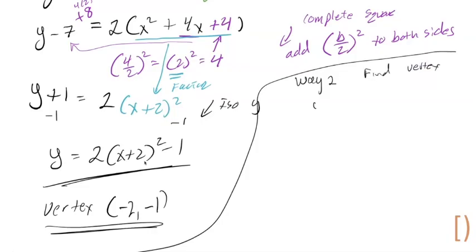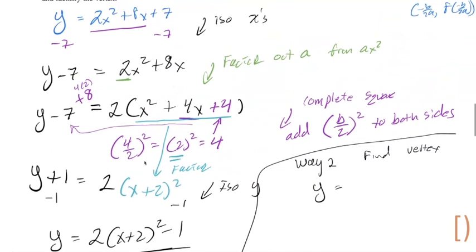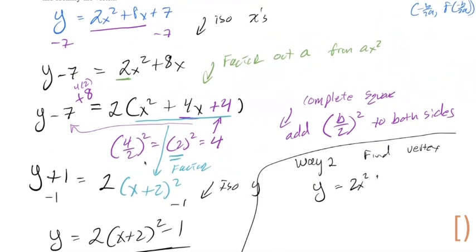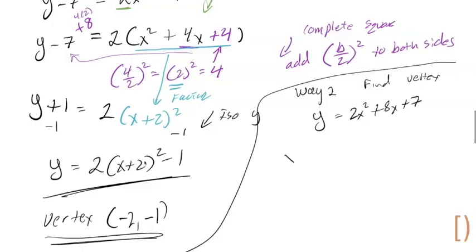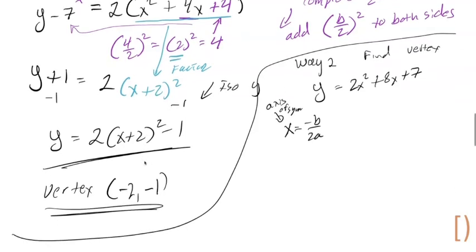So let's recap. We start off with y equals 2x squared plus 8x plus 7. The way you find the vertex is you use the axis of symmetry formula, which is x equals negative b over 2a. That gets you the axis of symmetry. The axis of symmetry is also the x in the vertex. So basically we're just going to find the x in the vertex using this formula.